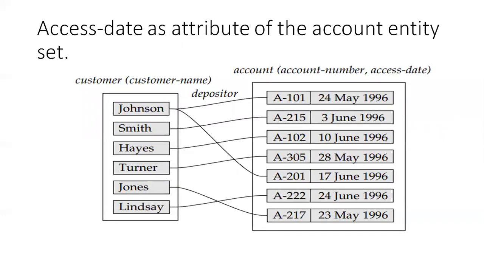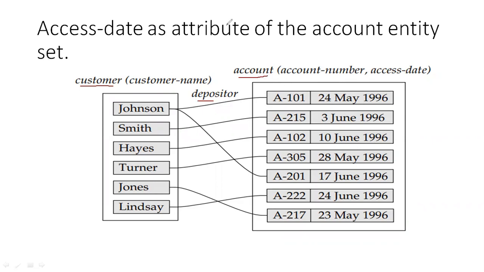Here you can see that depositor is a relationship set. We have two entity sets: one is the customer entity set and another is the account entity set, and the relation is depositor. So the customer is a depositor for this particular account number and access date. Now here you can give the access date to the depositor also, but that will not be allowed if we are giving the access date attribute to the account directly.